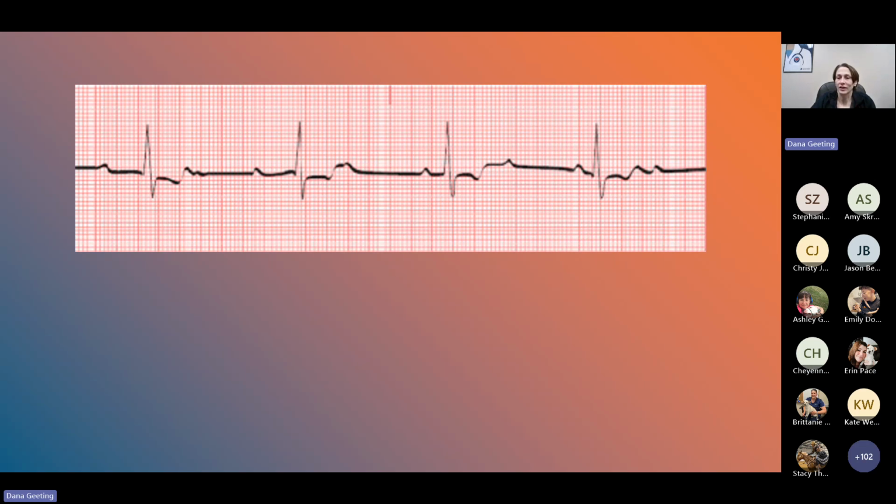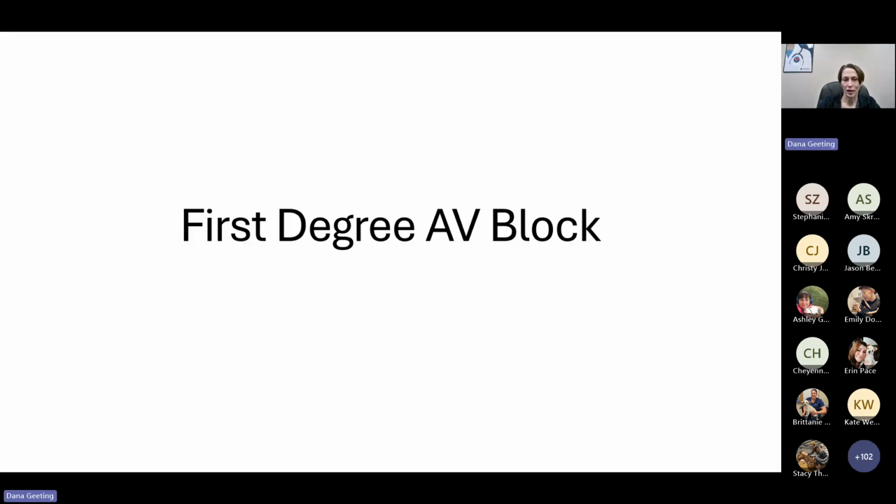All right. And this one. So this one here, do we have P waves for every QRS complex? And do they look like they're evenly spaced? Meaning, are they 3 to 5? Second degree AV block. Close. It is a block, but it's not second degree. It is a block. Correct, Lucas. It is a first degree AV block.